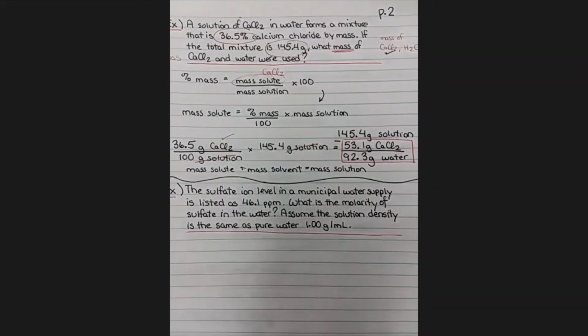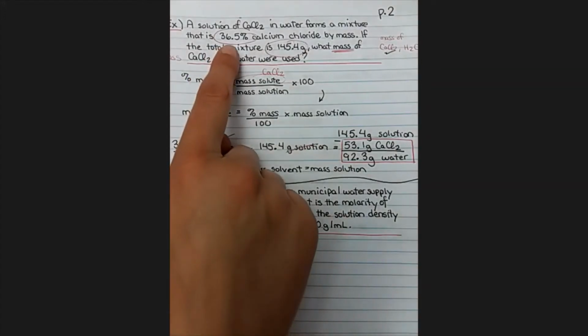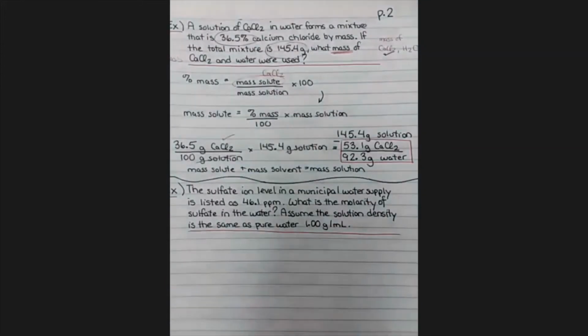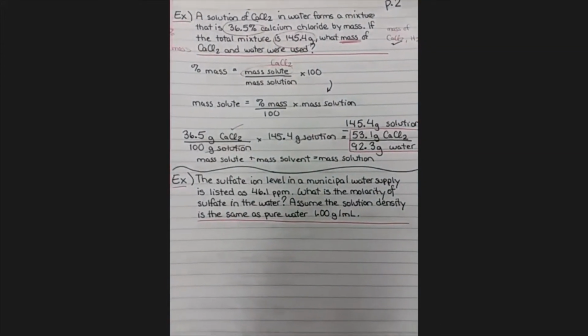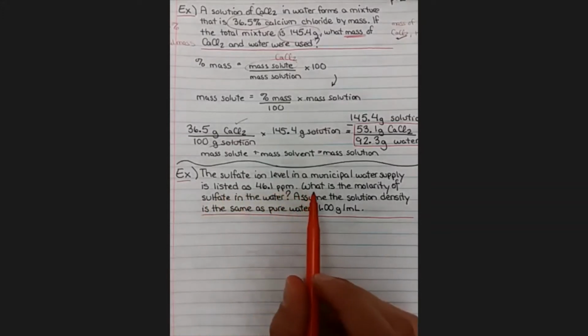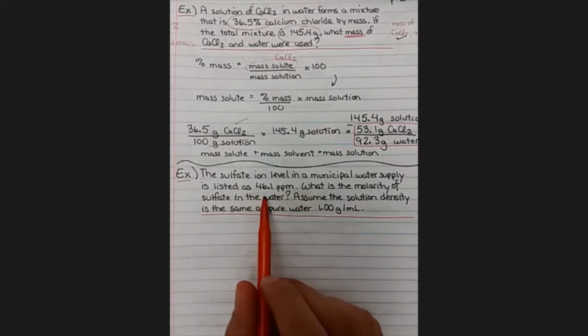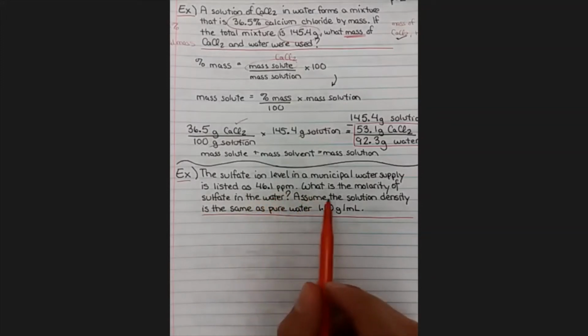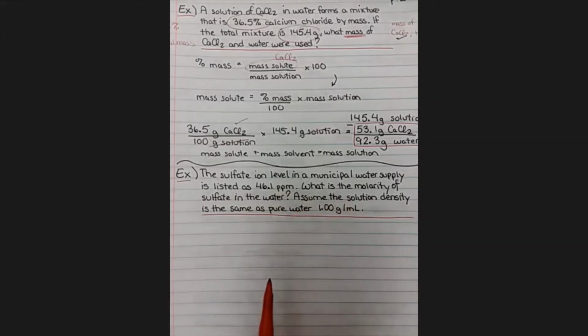Excellent. All right, let's do one more example. This one was using mass percent to find individual masses. Let's do a problem where we have to convert between one unit of concentration measurement and another. So take a moment and write down this problem. This one says the sulfate ion level in a municipal water supply is listed as 46.1 parts per million. What is the molarity of the sulfate in the water? You can assume the solution density is the same as pure water, which is 1.00 grams per mL.